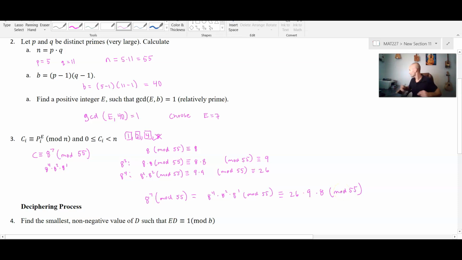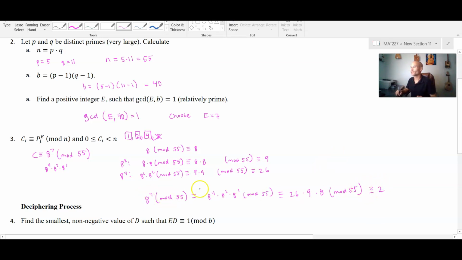And this is a fairly small value. I'll just put this into my calculator. 26 times 9 times 8 is 1,872, a fairly small number. Divided by 55, it goes into 1872 34 times. So 1872 minus 34 times 55 gives me a remainder of 2. So this is congruent to a remainder of 2.